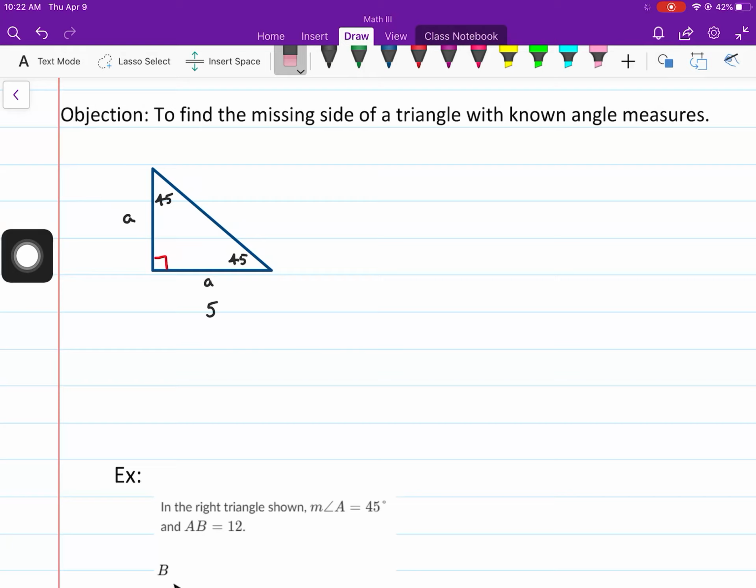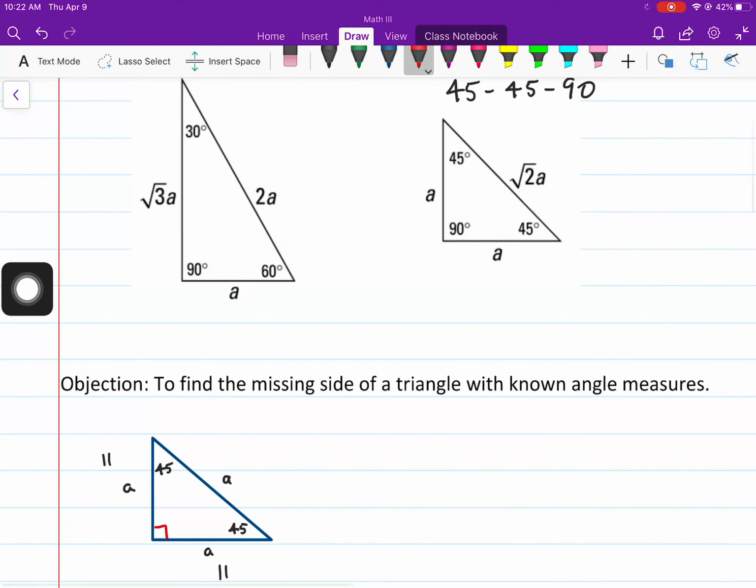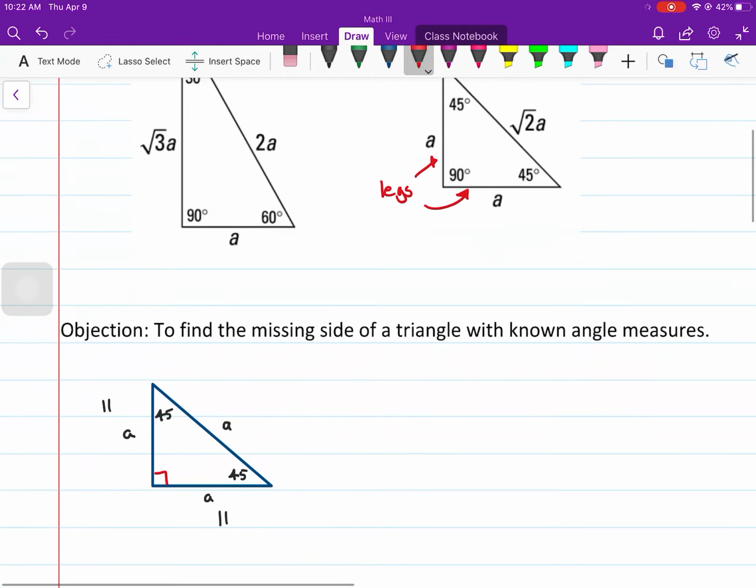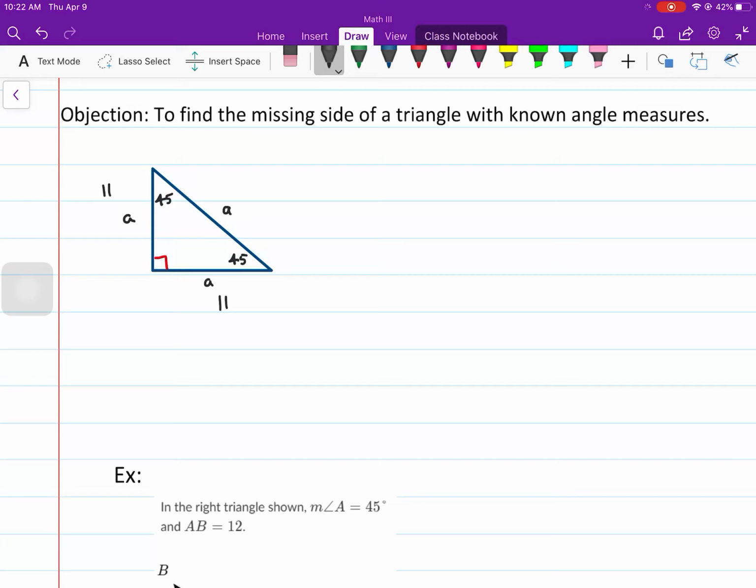So if I were to tell you that this side right here was 11, then what would the other side be? 11. Now there's a shortcut to get our hypotenuse. These are called the legs here. And I should write that up here. Those are the legs. So the hypotenuse is the legs times the square root of 2.